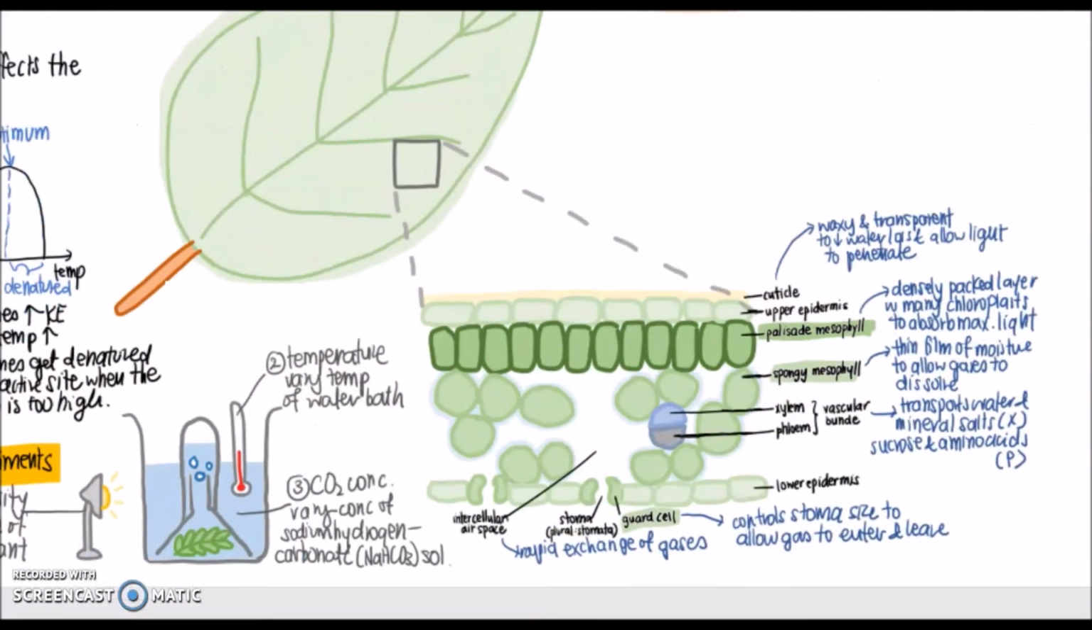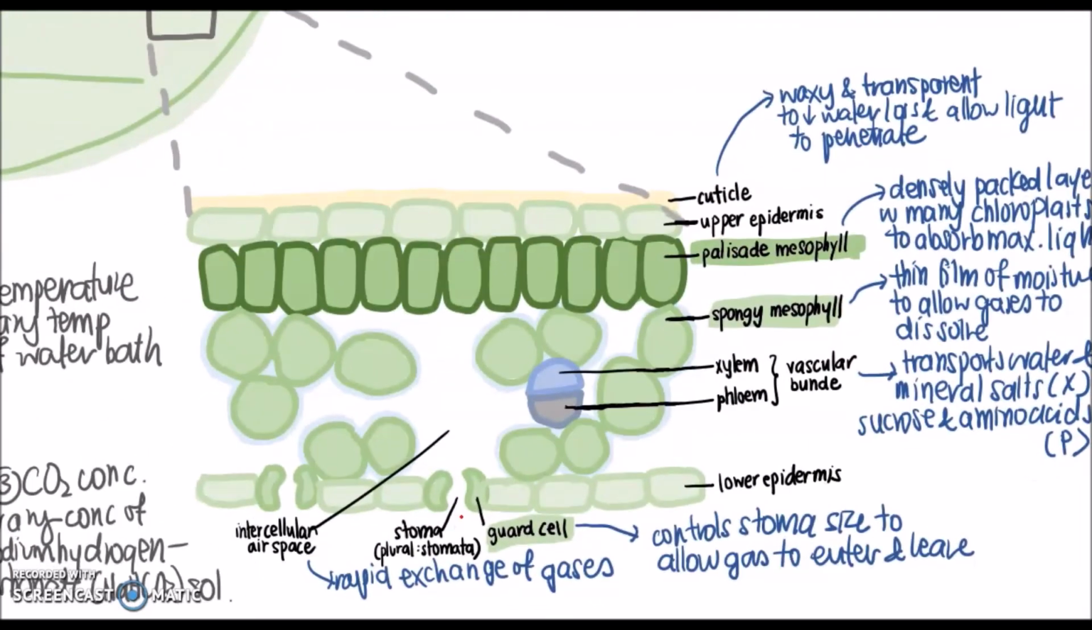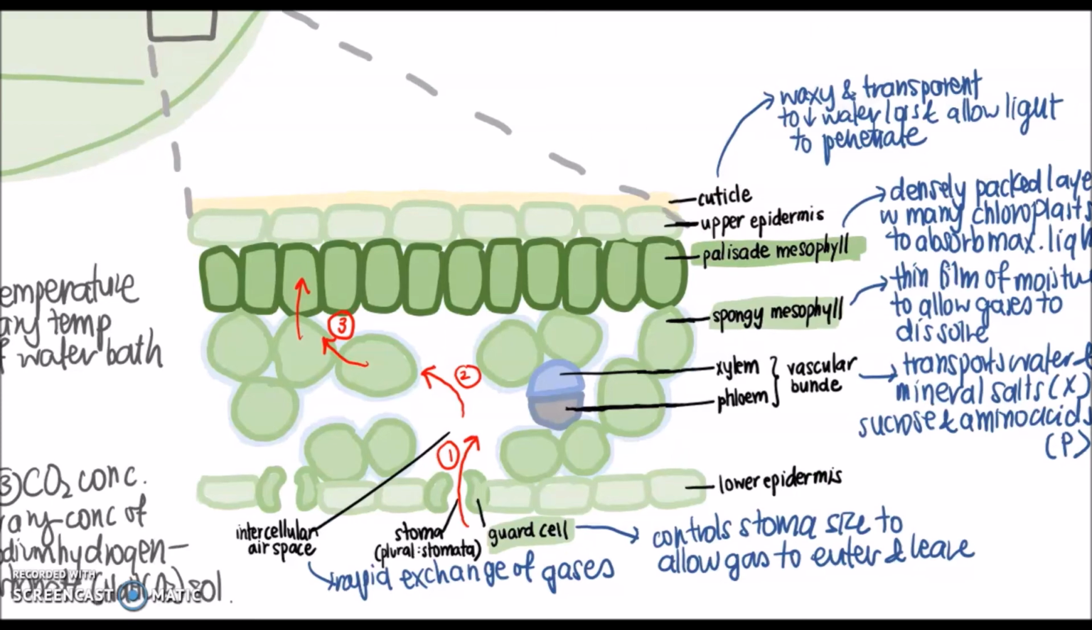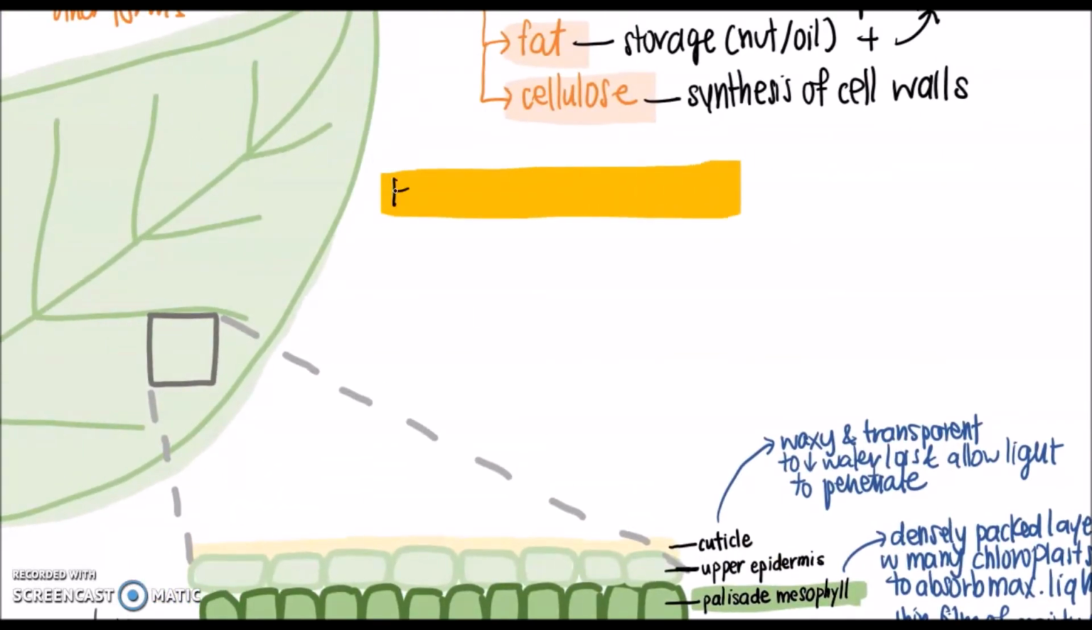Now let's talk about the intake of carbon dioxide into the leaf. Carbon dioxide will enter from the atmosphere outside, right? So it will go through the stoma to enter the intercellular airspace. Then after that, it will dissolve onto the thin film of moisture. So step 1 and step 2, before it diffuses into the other mesophyll cells, like spongy or palisade mesophyll, for photosynthesis. So remember this diagram because it will help you to phrase your answer.